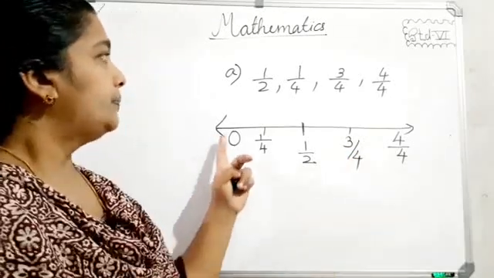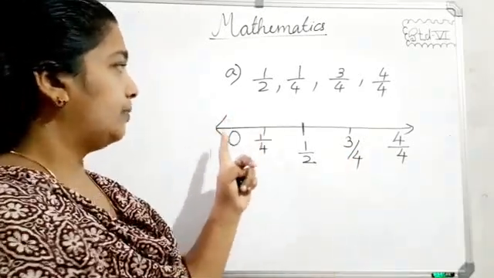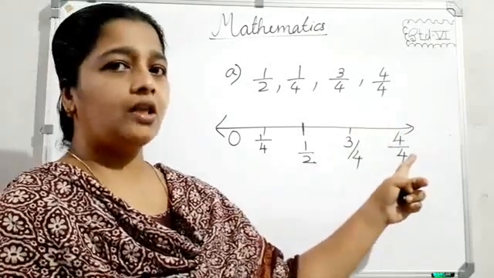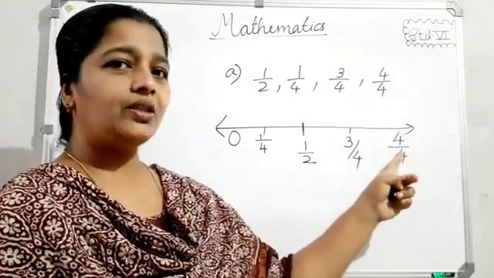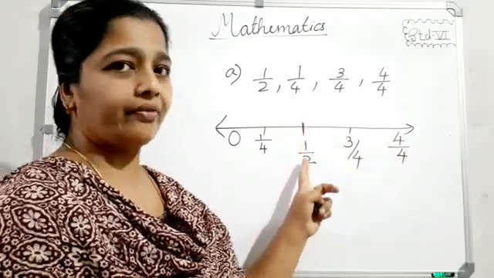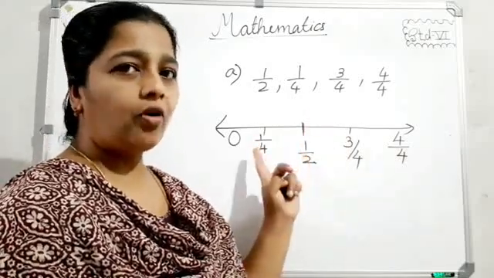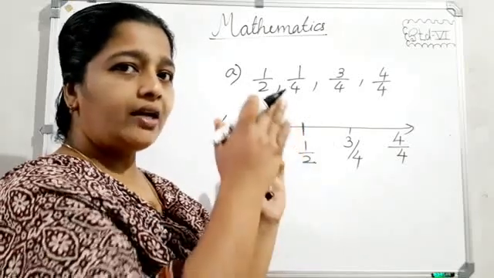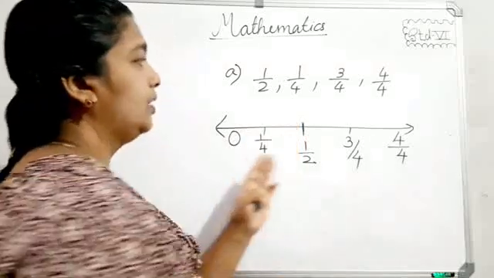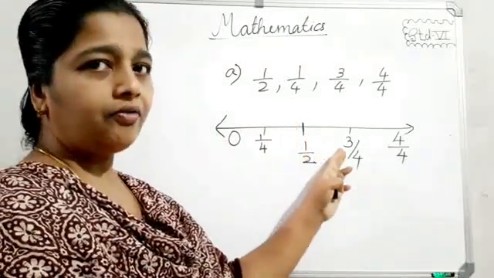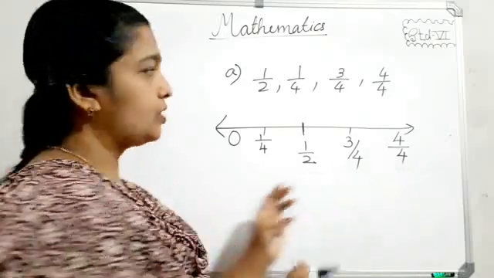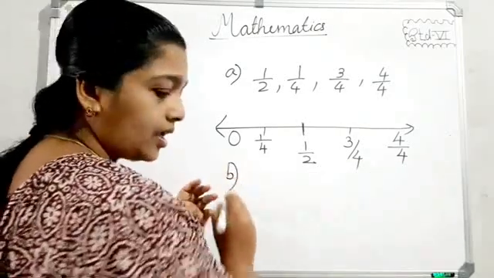Once more, from 0 to 4 by 4 means 1 part. So the whole part is divided into 2 equal parts. That is 1 by 2, half. Understand? 1 by 4 means that the whole part is divided into 4. That is one part, that is 1 by 4. Next here 3 by 4, and here 4 by 4. Understand? Yes. So we can move to the next question.